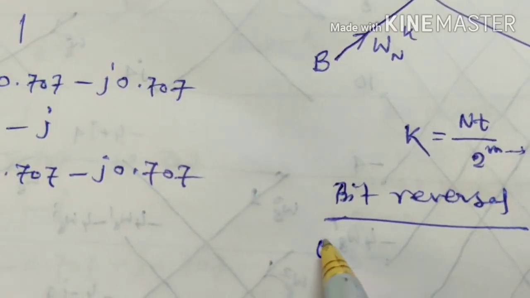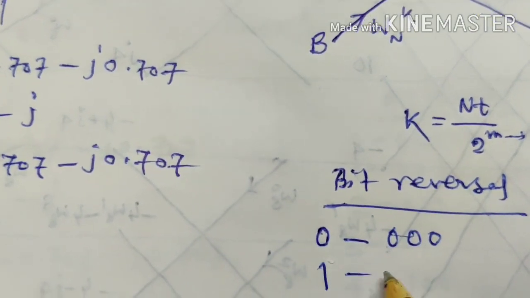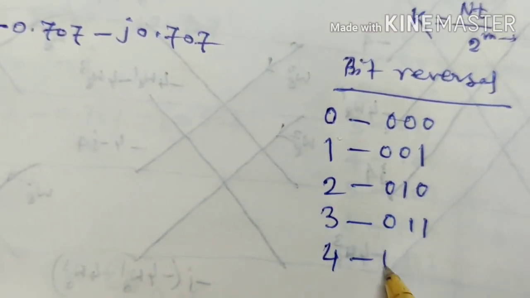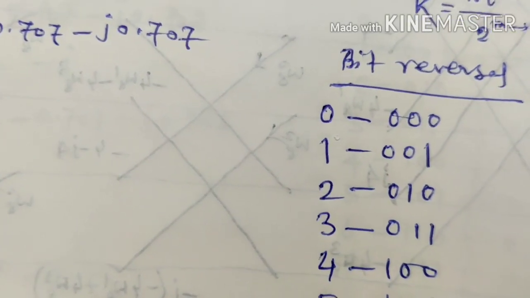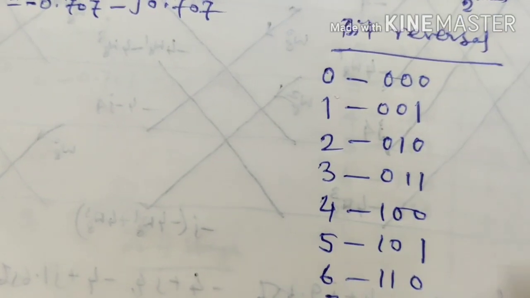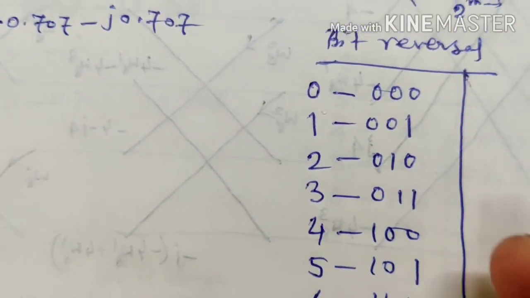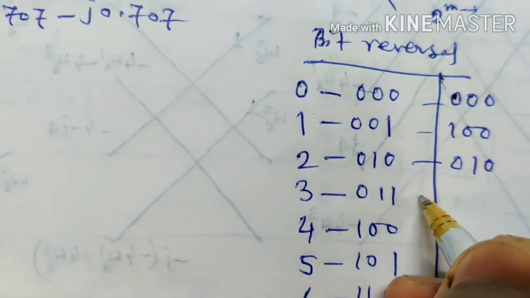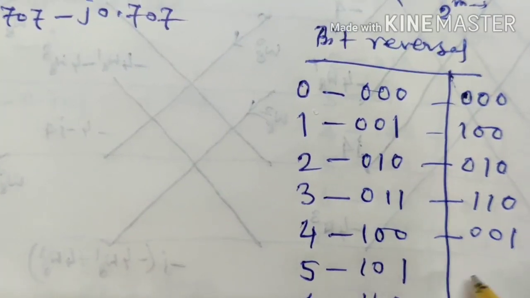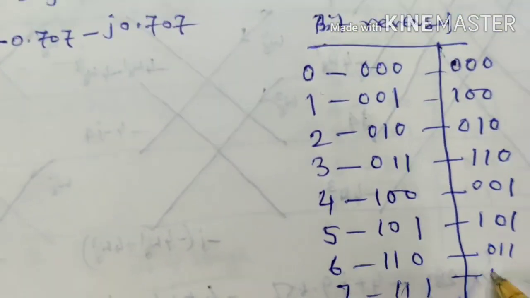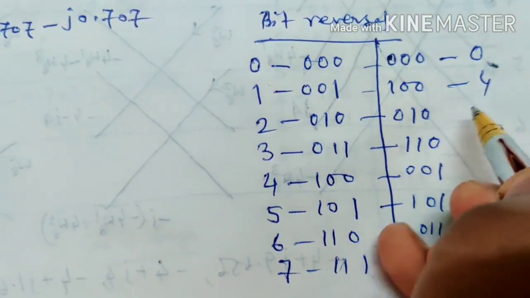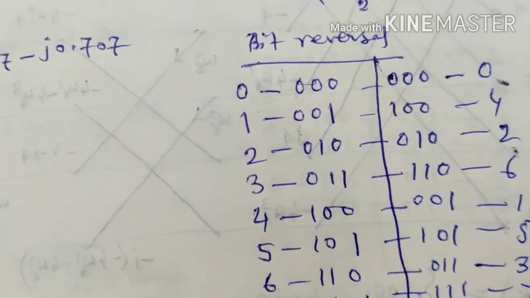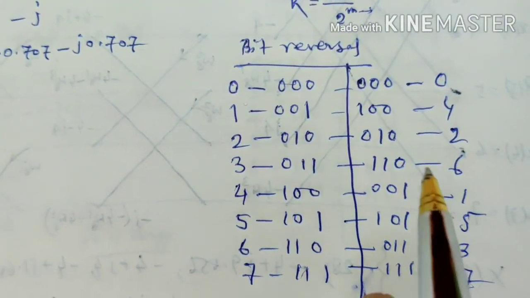Bit reversal: for 0 it is 0 0 0, 1 is 0 0 1, 2 is 0 1 0, 3 is 0 1 1, 4 is 1 0 0, 5 is 1 0 1, 6 is 1 1 0, 7 is 1 1 1. So take the mirror image of the same: 0 0 0, 1 0 0, 0 1 0, 1 1 0, 0 0 1, 1 0 1, 0 1 1, 1 1 1. So the corresponding values are 0 4 2 6 1 5 3 and 7. So that is the bit reversal taken into account.